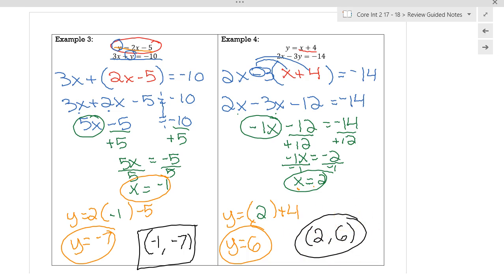So that is our review for solving systems of equations. Go ahead and start working on review activity number 3.